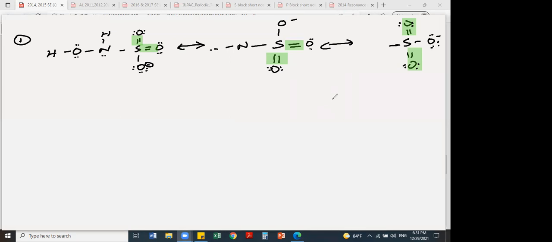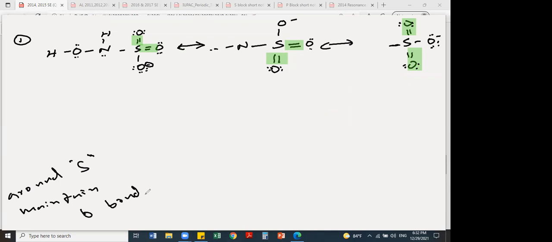What are the other possibilities? Now let's see the other possibilities. You can have a triple bond with oxygen. Anyway, around sulfur there must be 6 bonds. That's what we should do. Around sulfur, maintain 6 bonds.